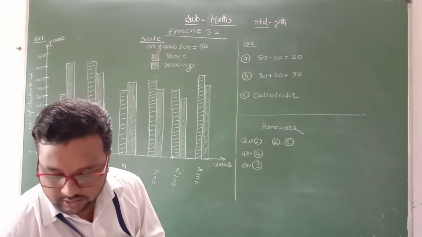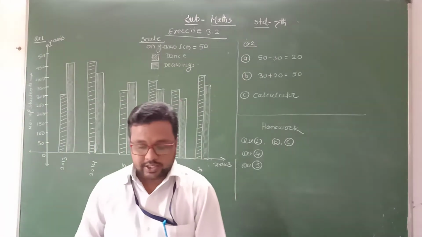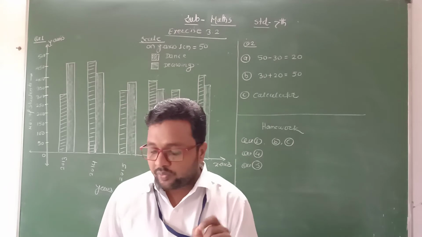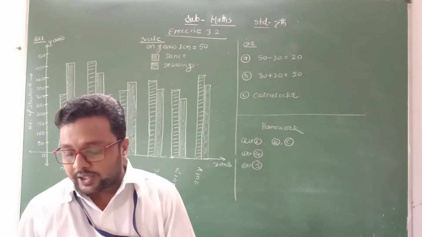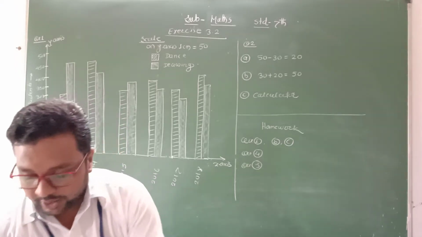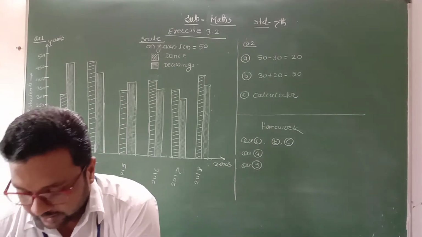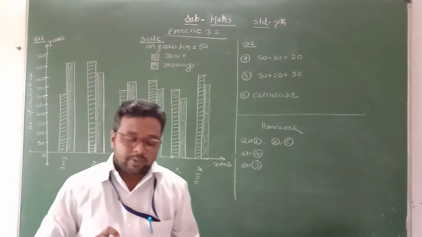Here I take question number 1 from exercise 3.2. Question number 1 is given: use an appropriate scale and draw a double bar graph for the data given below. Information is given here, and for this data we have to construct the double bar graph.